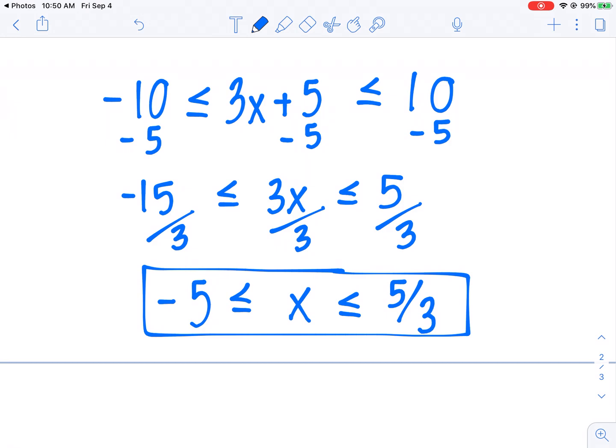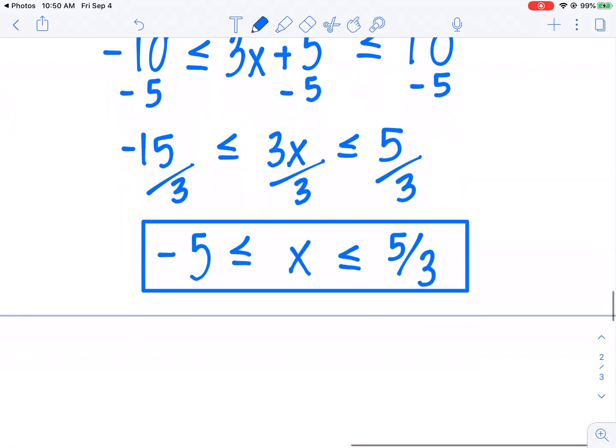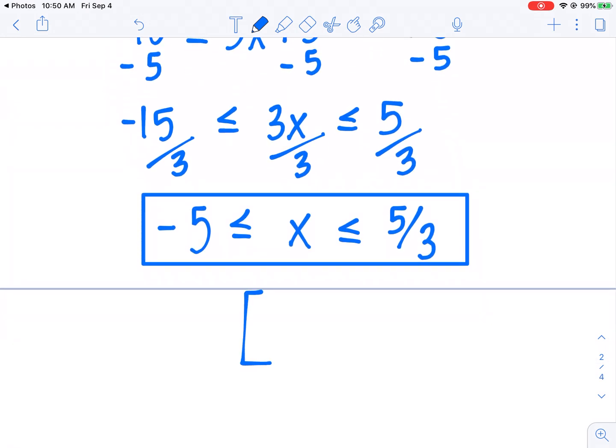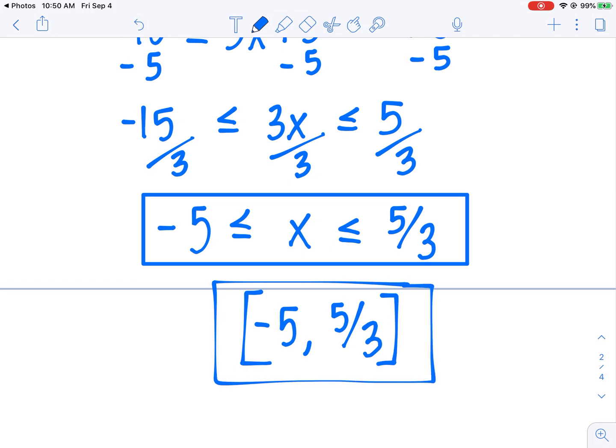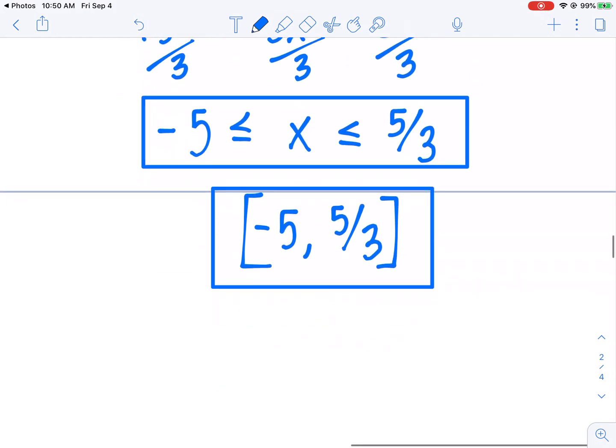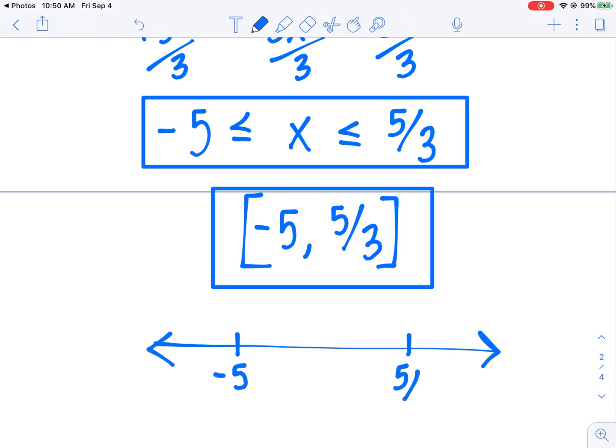Here it is in inequality notation. Here it is in interval notation. Notice my brackets because I'm including. And then here it would be on my number line. Negative 5, 5/3. Those two points at least have to make it on there. Make it obvious that they are closed circles or a bracket on here. And it's everything in between.